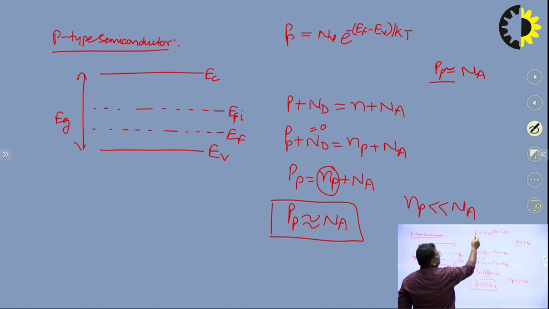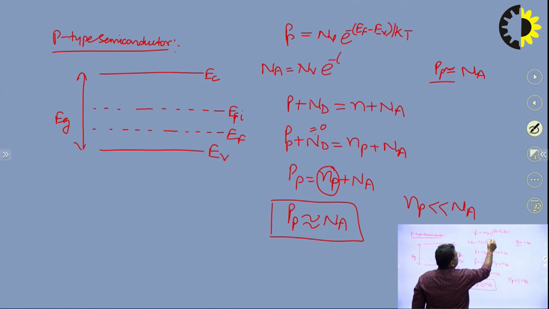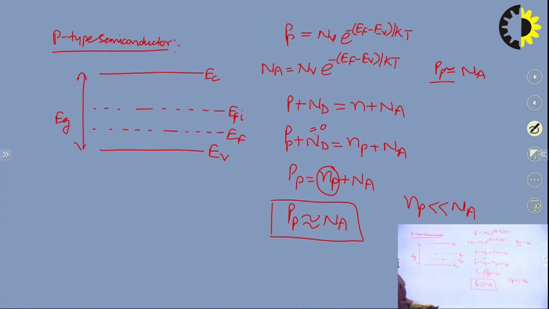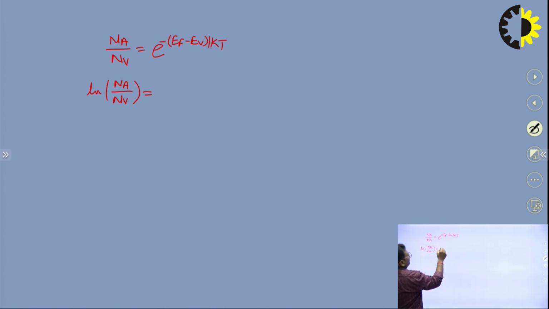equal to Na. So this equation will be Na is equal to Nv e to the power minus (Ef minus Ev) upon Kt. Now we can write it as Na upon Nv is equal to e to the power minus (Ef minus Ev) upon Kt. Now we can take the natural log, and it will be ln(Na upon Nv) equals minus (Ef minus Ev) upon Kt, or we can find this Ef.